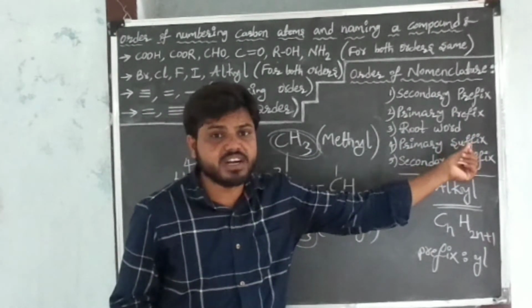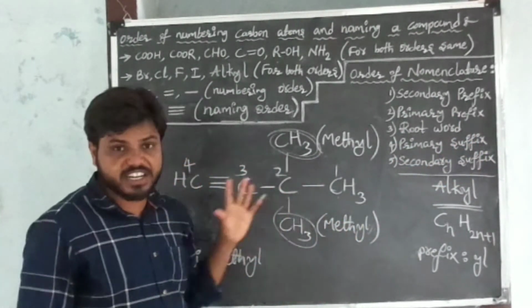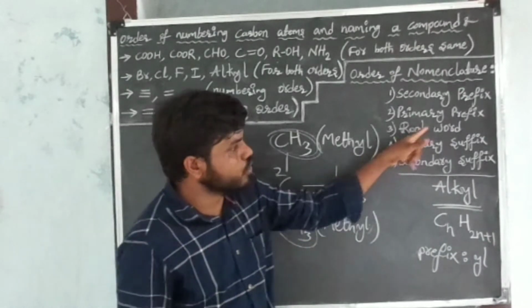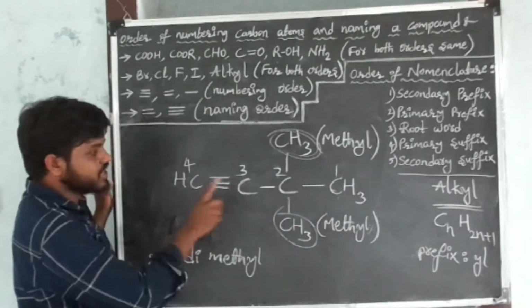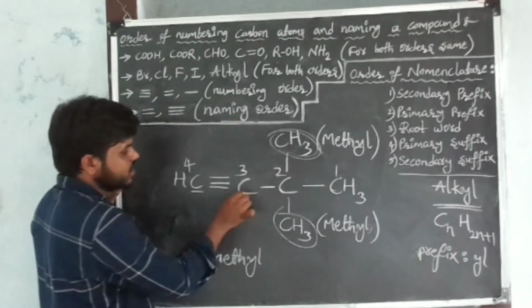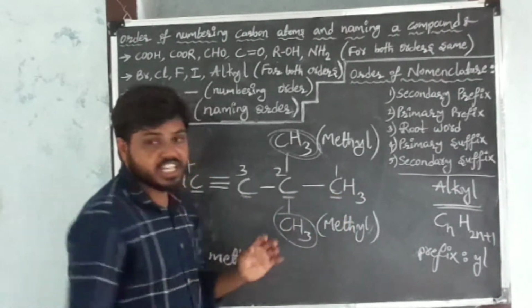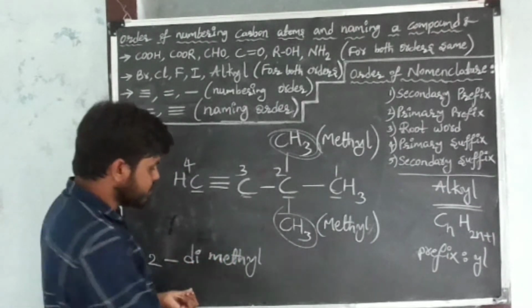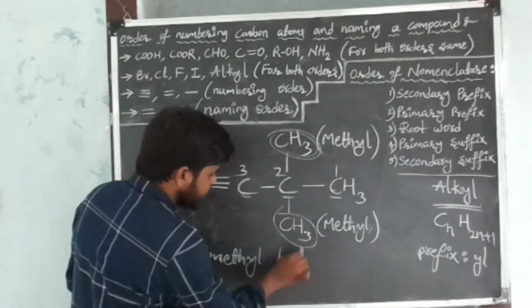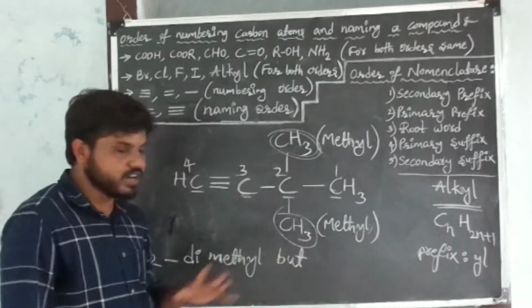The primary prefix here is cyclic. Cyclic is not present in the given carbon compound, so go to the root word. Root word means the number of carbon atoms. In the given carbon compound, there are 4 carbons: 1, 2, 3, 4. The root word of 4 carbons is but. I wrote the root word.